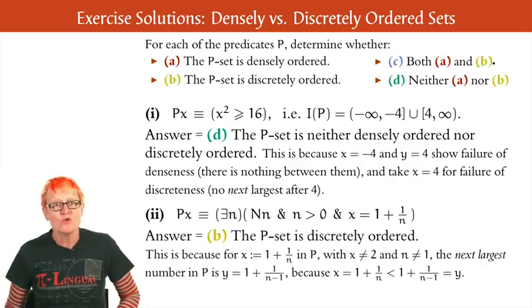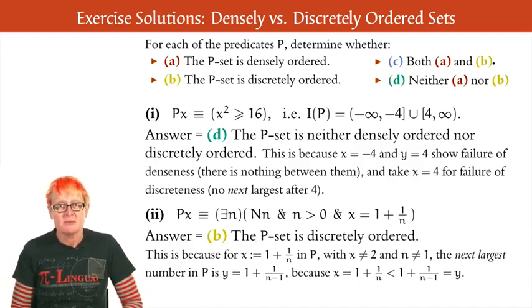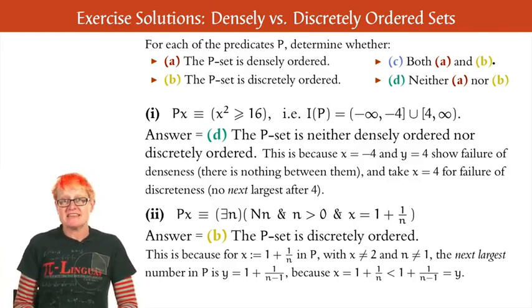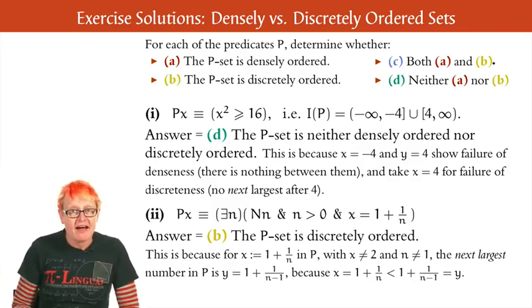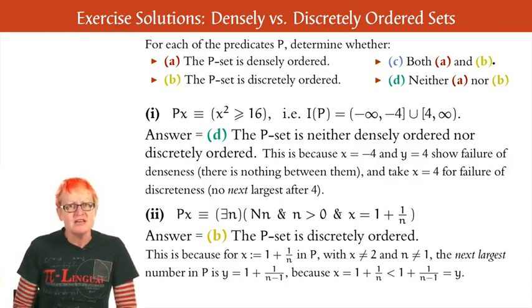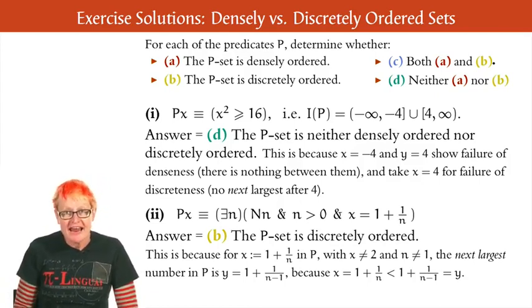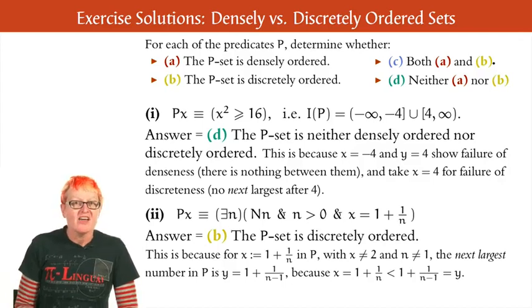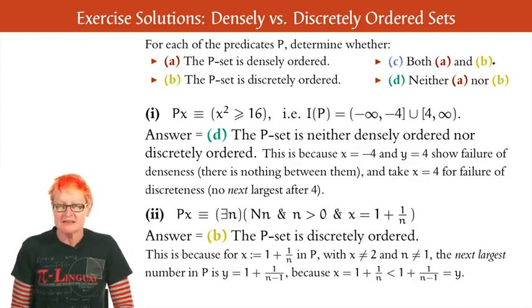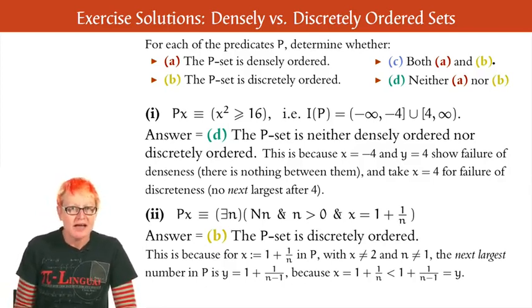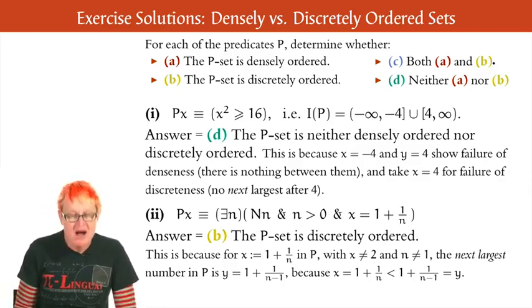For exercise 2, the answer is B. The P set is discretely ordered. Even though, somewhat counterintuitively, the numbers in this set are getting closer and closer together and closer to 1. This is because for each number x equal to 1 plus 1 on n in the P set, the next largest number in that set is y equal to 1 plus 1 on n minus 1.